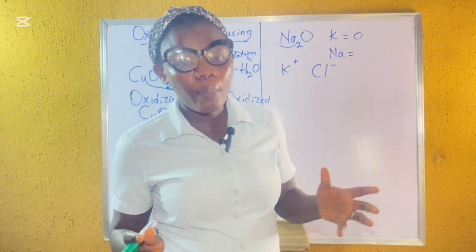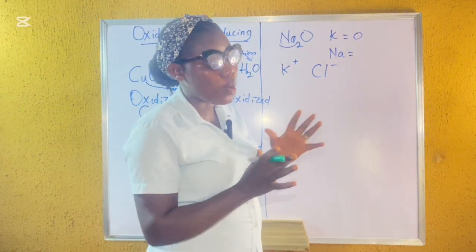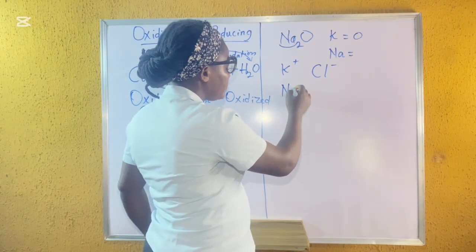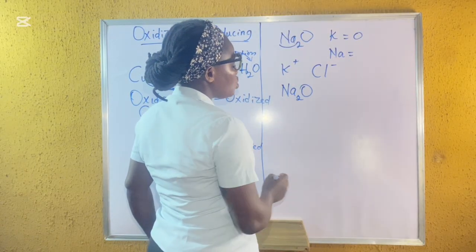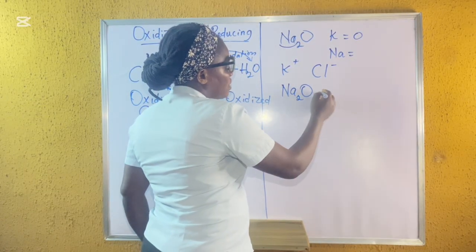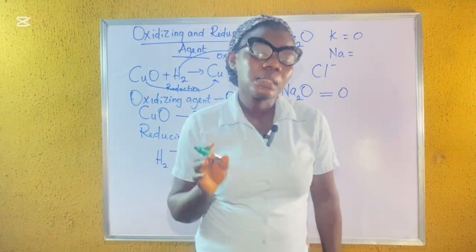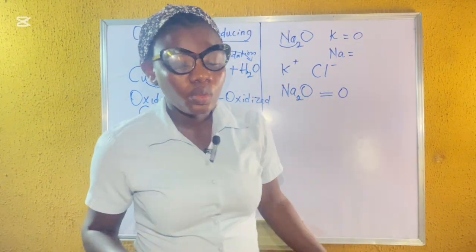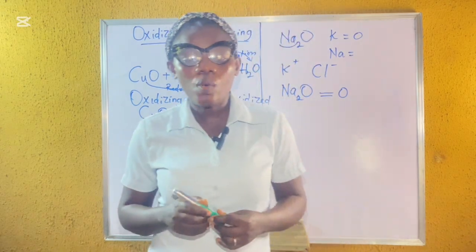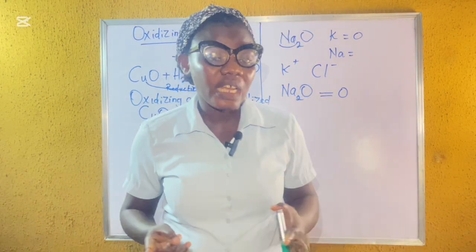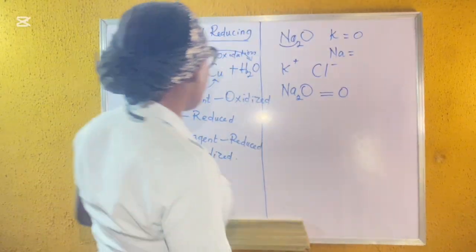Now when you have a compound, the sum of the oxidation numbers in that compound is equal to 0. So Na2O, that's sodium oxide, the sum of the oxidation numbers is equal to 0. So we'll look at some examples and we'll find the oxidation number of either each element or one of the elements in that substance.